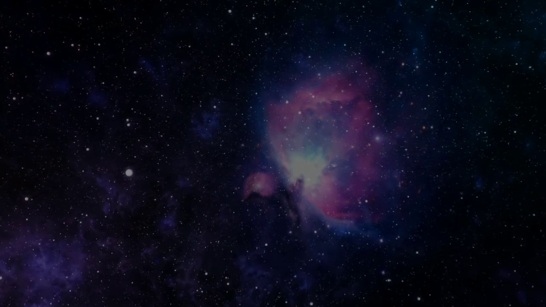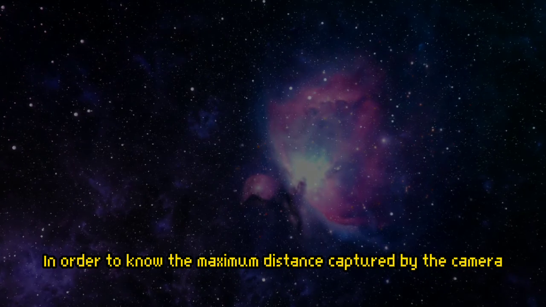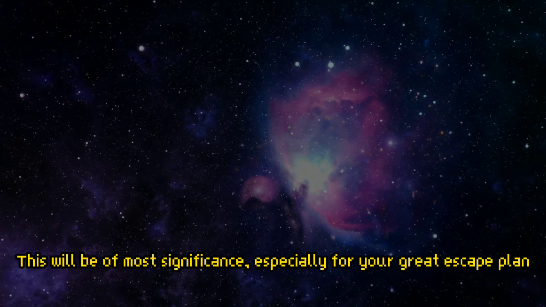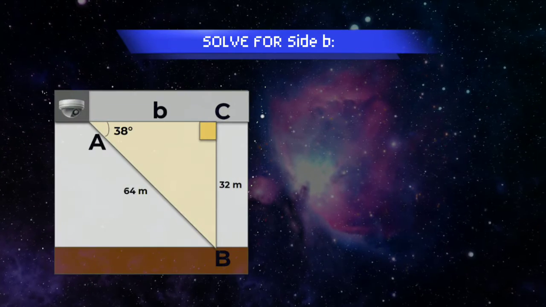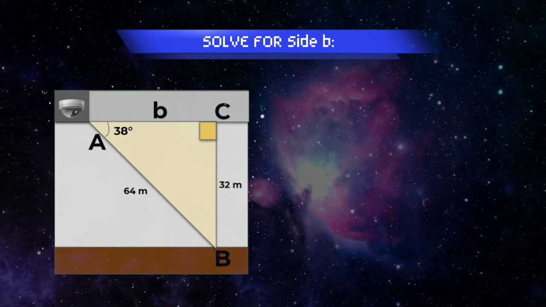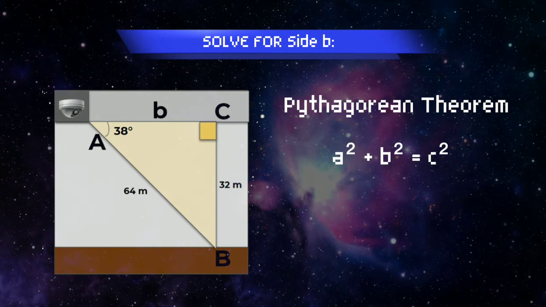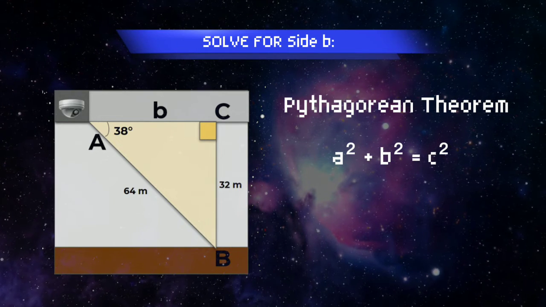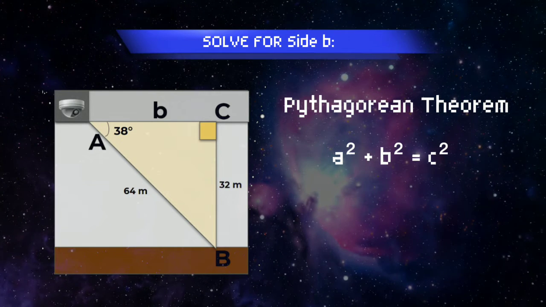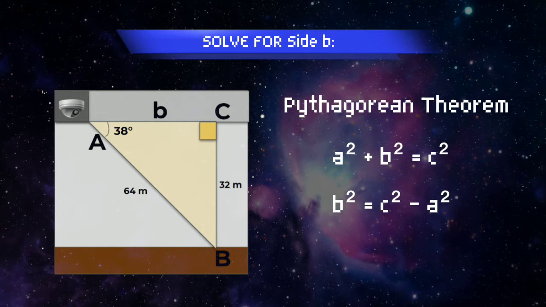Good job, human! Now, we can finally proceed to the final step in order to know the maximum distance captured by the camera. This will be of most significance, especially for your great escape plan. The last step will be to solve for side B, which is the maximum distance captured by the camera. To solve for side B, we can make use of the Pythagorean theorem, which states that a squared plus b squared equals c squared. However, since the value of a and c are already given, we can make some minor changes to the formula to find for b. Therefore, the final formula would be b squared equals c squared minus a squared.